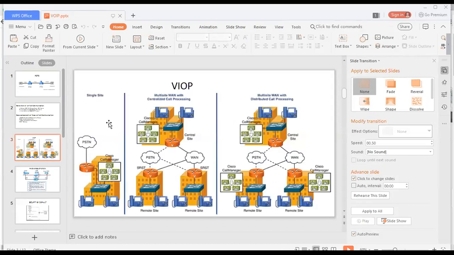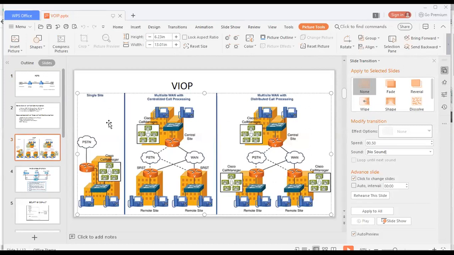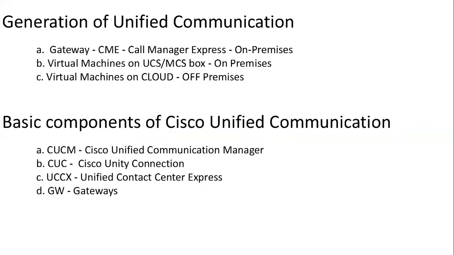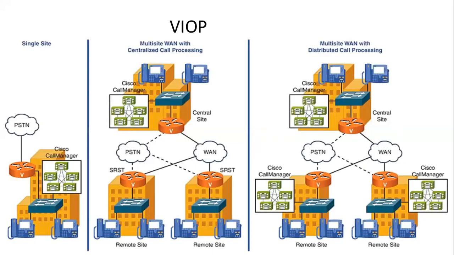This is the example of single site, multi-site, and distributed call processing environment. In single site you will see there is a PSTN, a single gateway, and the call manager nodes, be it the publisher or subscribers, are at the same site, and users are all at the same site. Phones are connected to the switch, the switch is connected to the gateway, and the call is routed to the provider. So in single site, everything is on the same site. In multi-site WAN environment and centralized call processing, the call manager cluster is only at one location.